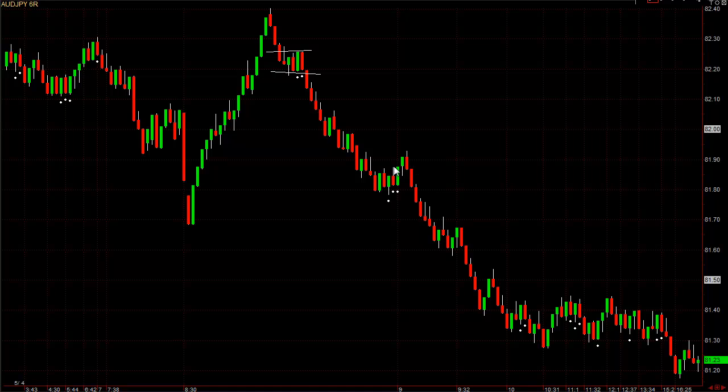We're not looking to buy this because the trend's down. It does have a false breakout right here. But as soon as it comes down underneath this low, we're short again. 81.80 pulls all the way down to 30. Very explosive move. Let's take a look at the New Zealand yen.